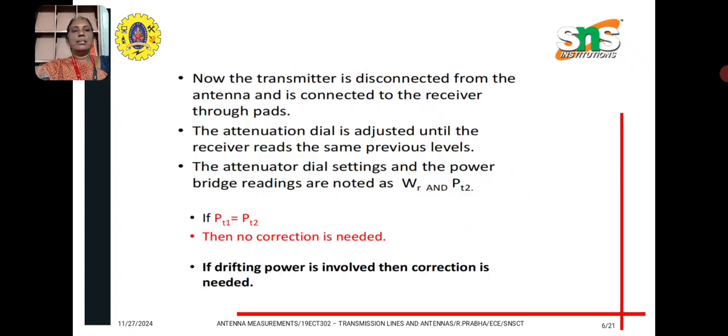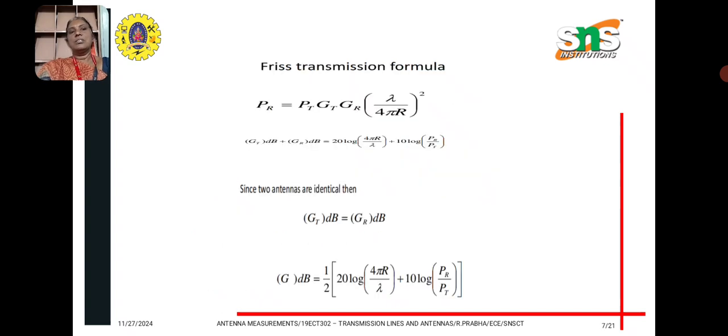Now the transmitter in this setup is disconnected from the antenna and connected to the receiver through pads. The attenuator dial is adjusted until the receiver reads the same previous level. The attenuator dial setting and the power bridge readings are noted as WR and PT2. If PT1 is equal to PT2, then no correction is needed. If drifting power is involved, then the correction is needed.